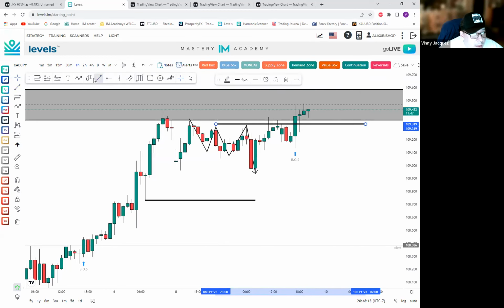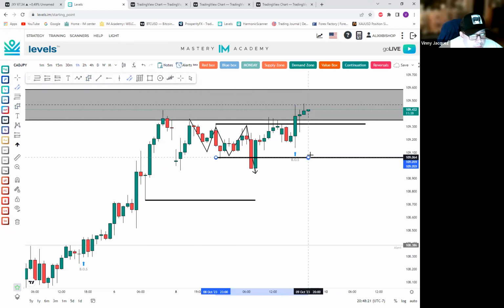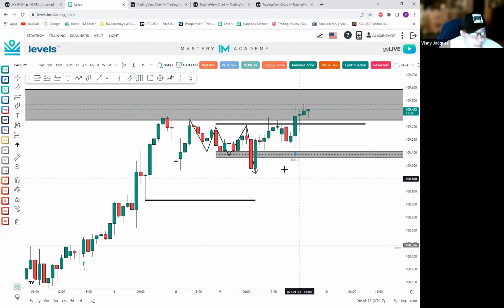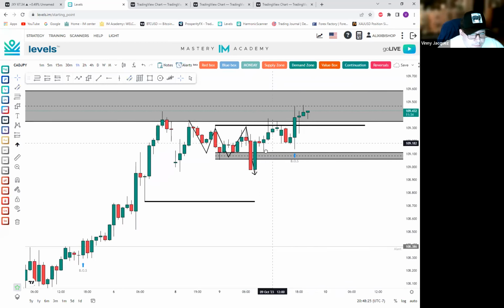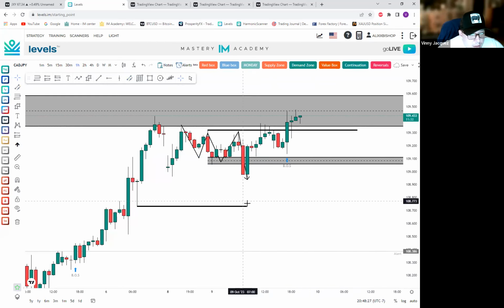Notice how it gave me a break and retest. Break, retest. It's in blues right now. I would be looking for this area here. That's my inverted. That's my play. Right? That's my play. Let's delete this. Let's stay clean.